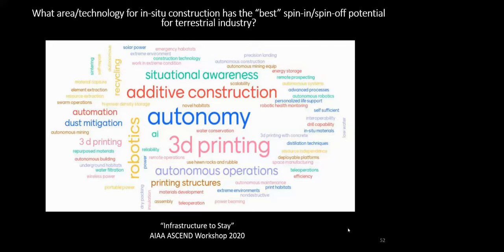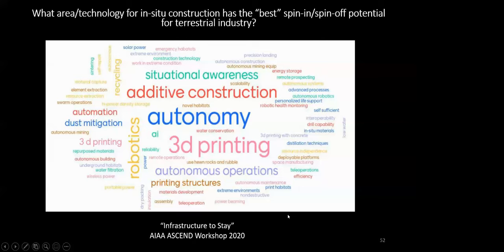So then the next question was, if we do it every day here on Earth, how can we get dual use? How can we spin in and spin out things from terrestrial industry into the space industry and help each other? So we had a workshop at the AIAA Ascend conference in 2020, and we polled the audience in the workshop with an app that summarizes the inputs, and the larger the font, the more responses were received.